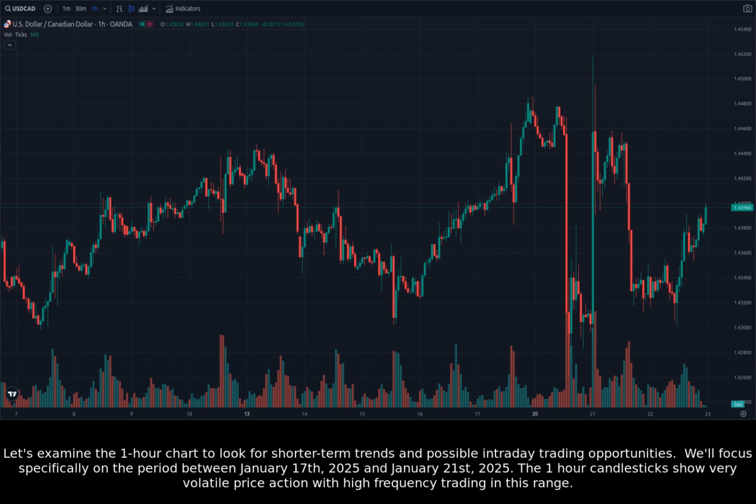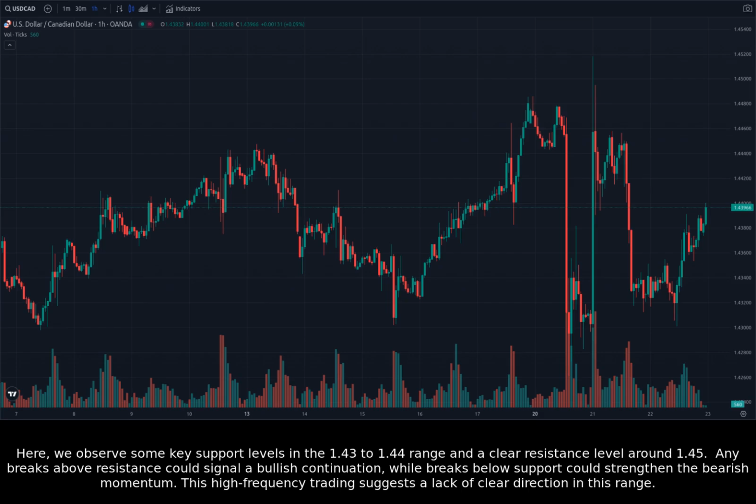Let's examine the 1-hour chart to look for shorter-term trends and possible intraday trading opportunities. We'll focus specifically on the period between January 17, 2025 and January 21, 2025. The 1-hour candlesticks show very volatile price action with high-frequency trading in this range. Here, we observe some key support levels in the 1.43 to 1.44 range and a clear resistance level around 1.45.